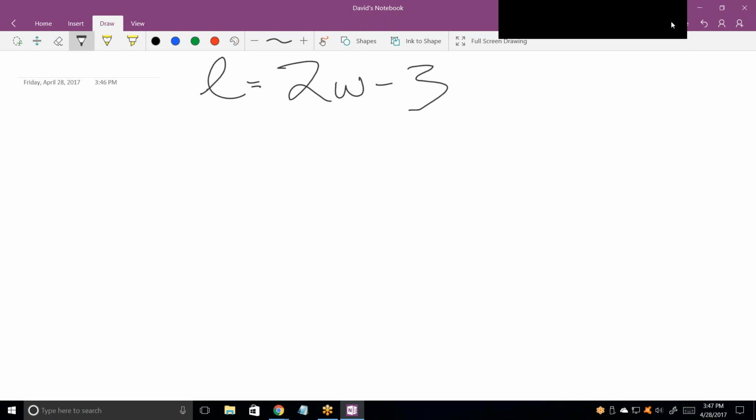They always use less than, which means the 3 is going to be the last thing in the sentence, not the first. This is what 3 less than twice the width means. And then the area is 27 yards squared. So the area, it's 2w minus 3 all times w equals 27.